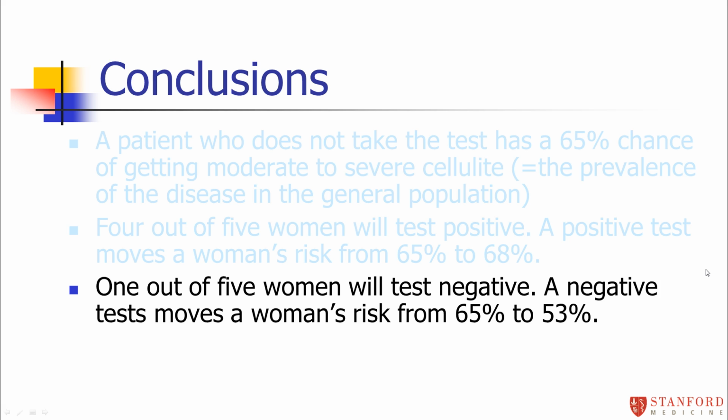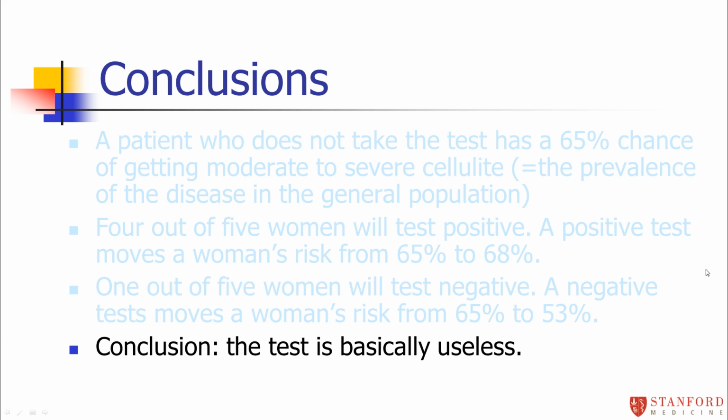So most women are going to find out that their risk moved up just a tiny 3%. 1 out of the 5 women will test negative because this has to do with the prevalence of the particular genetic variant. It's pretty rare. If you test negative, then your risk goes down from 65% down to 53%. So it moves slightly more, down 12%, but still is not that different than just your risk to begin with, your prior probability. It's not changed that much. So our conclusion would be that the test is basically useless. It barely moves your probability from what your starting probability was. And most women are going to test positive and their prior probability basically doesn't change at all.